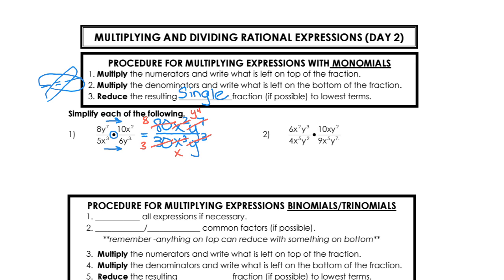Okay, and so the only thing I have left after I reduce is the 8y to the 4th on the top and the 3x on the bottom. There's nothing left to reduce. We're going to box that up, and that's our answer for multiplying those two fractions together.